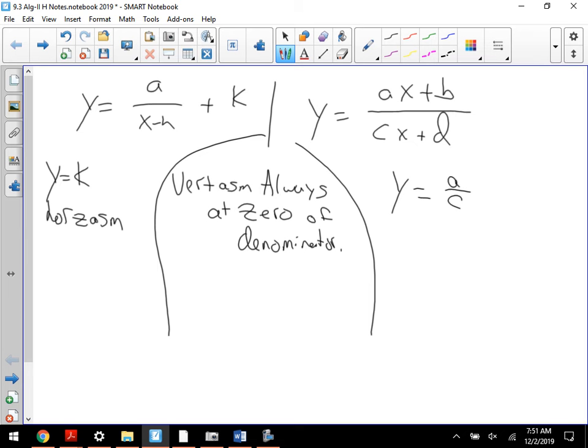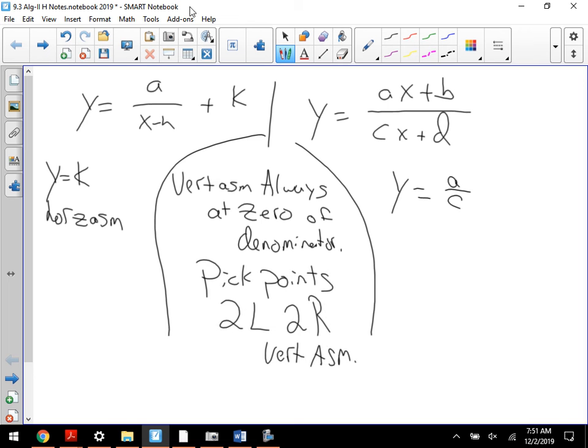Now remember, when you pick points, you're always going to pick two to the left and two to the right of your vertical asymptote. So if your vertical asymptote's at -1, you'd pick -2, -3, 0, and 1. And that's how we set those things up. It didn't change from that. It was kind of the same process for both styles. It was some mental math.